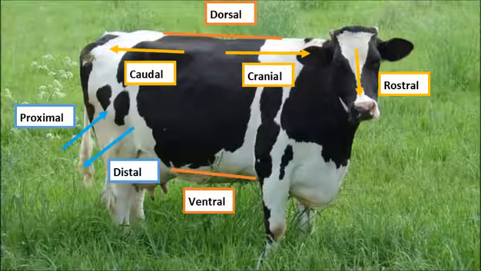We are going to explain to you the anatomy of the calf, but first we need to remind you of some important terminology. Cranial, caudal, and rostral. Cranial means towards the head, while caudal means towards the tail. Rostral means towards the nose.